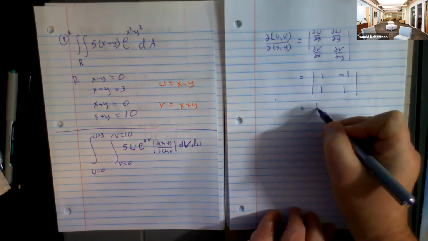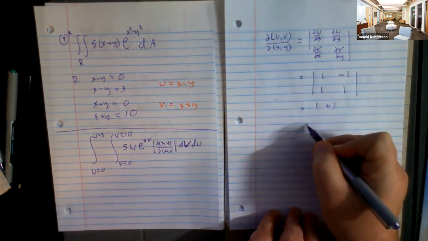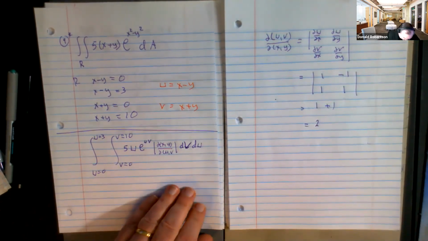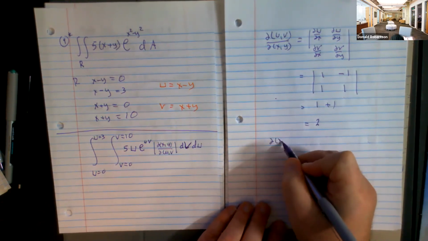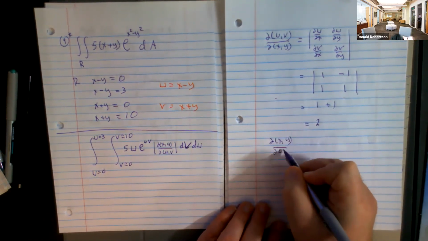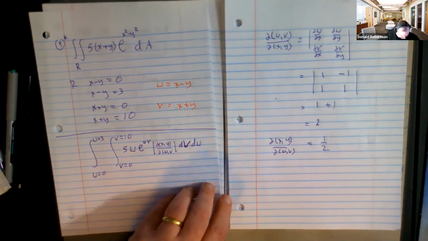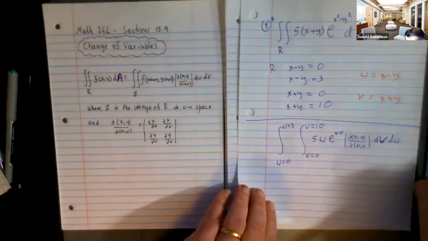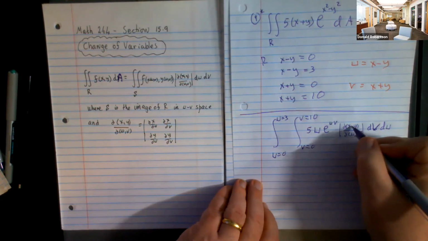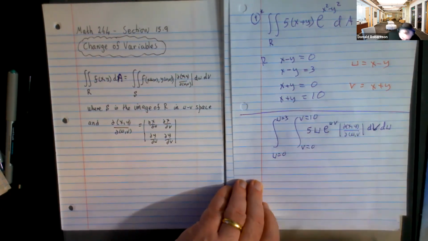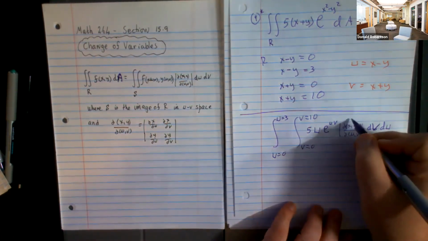Do this with x, do this with y. Major diagonal 1, take away a negative is add 1, you get 2. That makes the one I really need a half. And that makes this fella here, essentially, just a half.